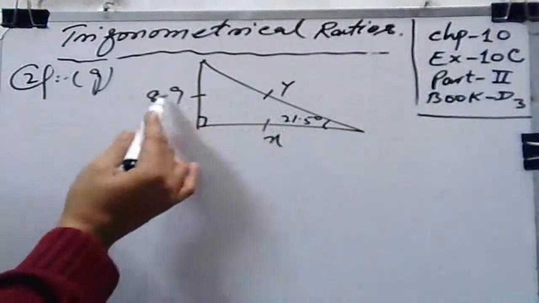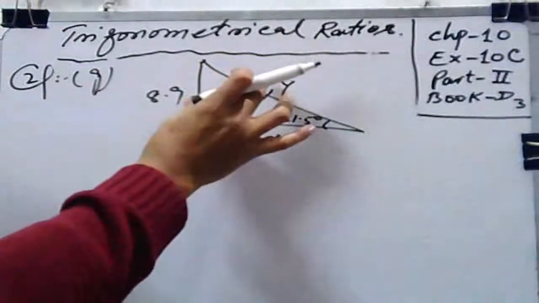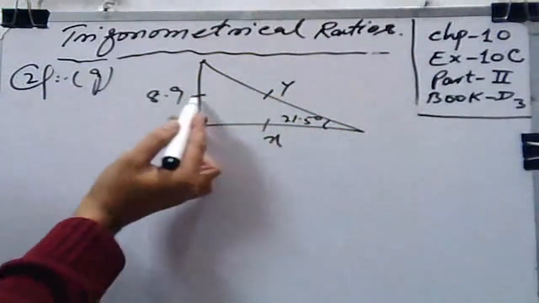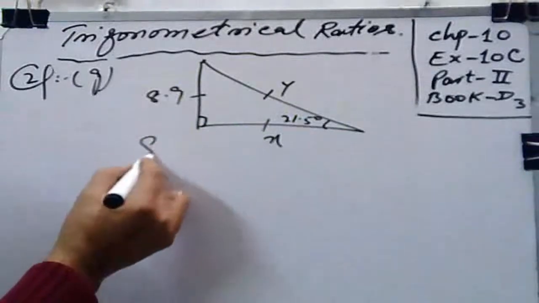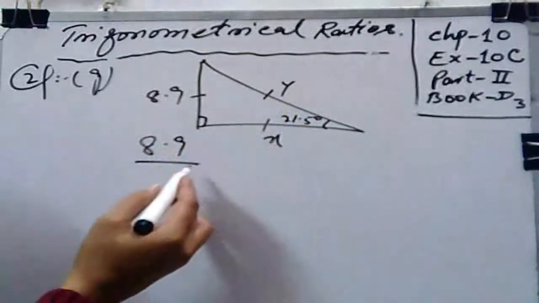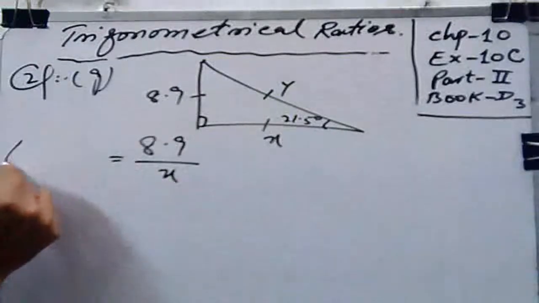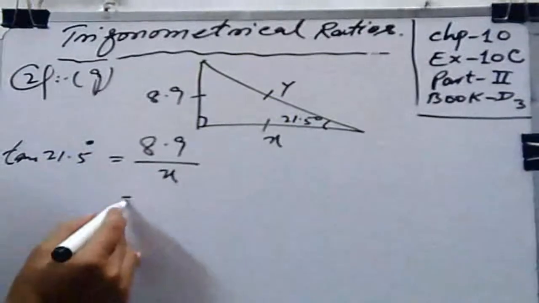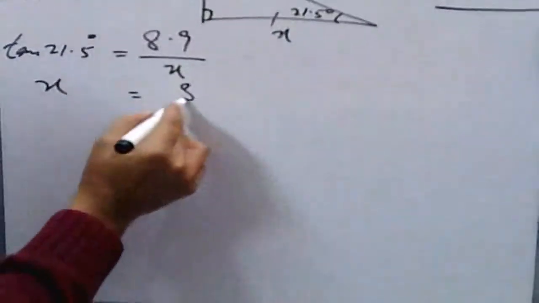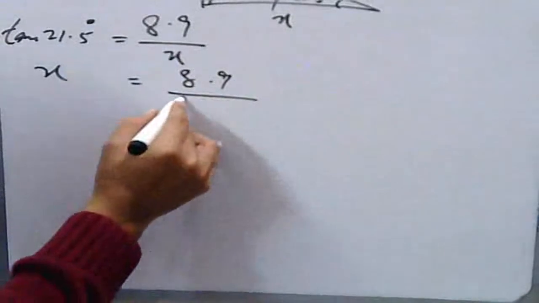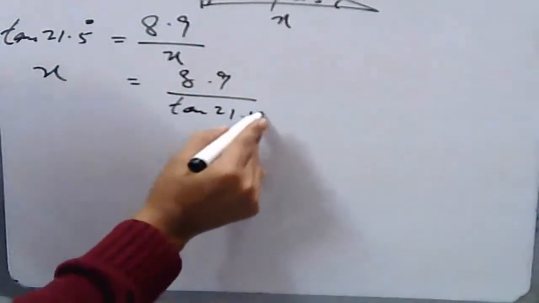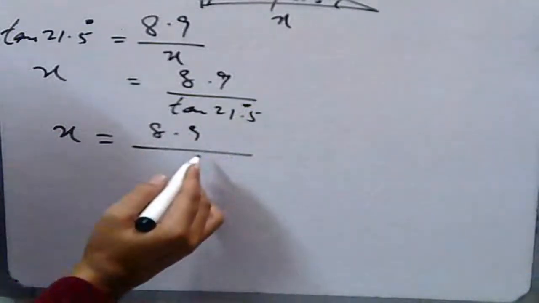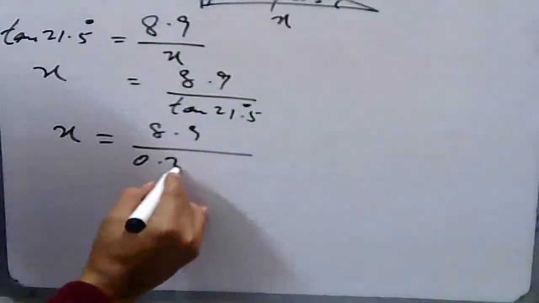Now once again, by the same methodology, you have to take the ratio between these two, the known side and the unknown side. If you take this angle, in front of it is your opposite. So we know that opposite by adjacent is known as your tan. So that is tan 21.5 degree. You need the value of x, so therefore x is equal to 8.9 divided by tan 21.5 degree.